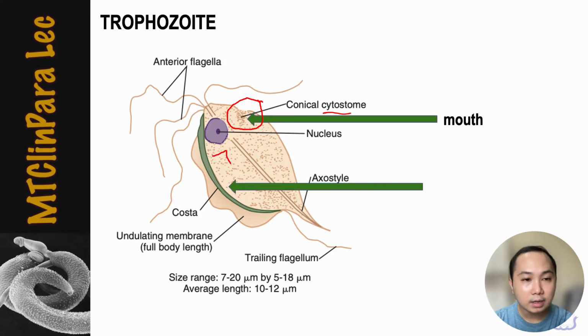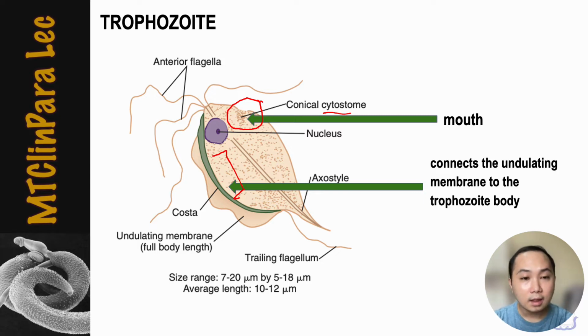The costa is the green part here. This particular structure connects your undulating membrane and the body of the parasite. So where is the undulating membrane? It is this tissue part here that protrudes outside the body of your trophozoite, that is your undulating membrane. Some of our parasites may contain a smaller undulating membrane. This particular structure may also help us in diagnosing or identifying the different species under this particular class. This is also for movement, the undulating membrane.